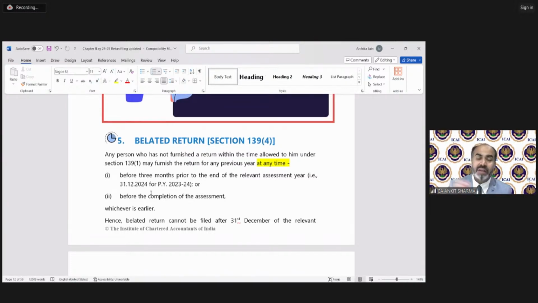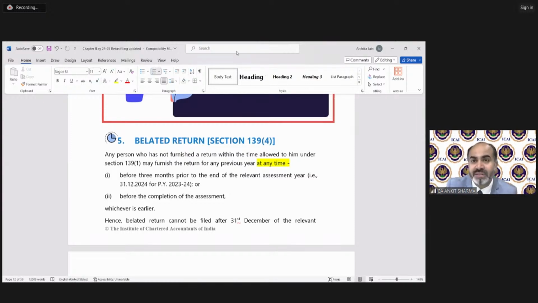If the due date is 31st October, then if you file the return from 1st of November till 31st of December, that will be belated. Okay. So the time period is before 3 months prior to the end of the relevant assessment year. That date will be 31st of December, or before the completion of assessment.